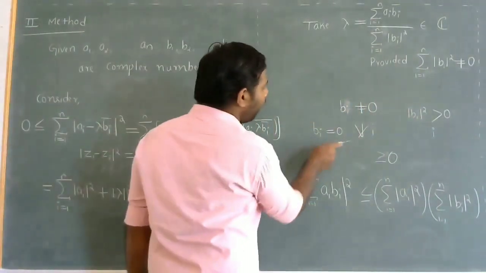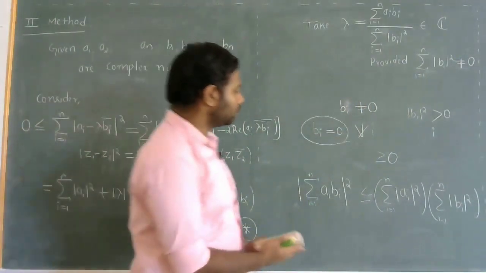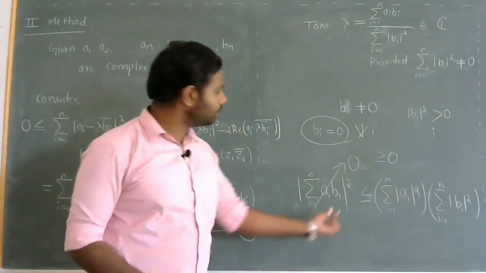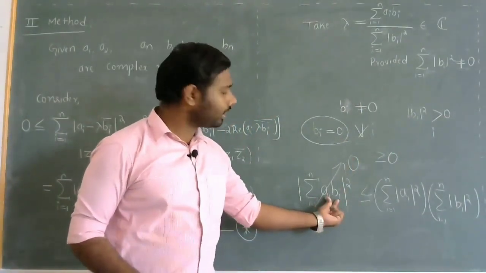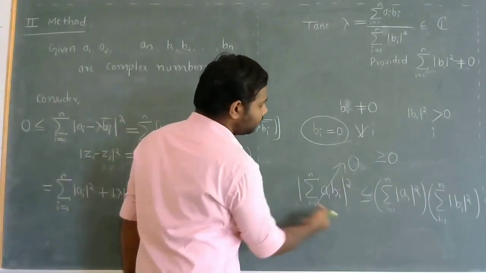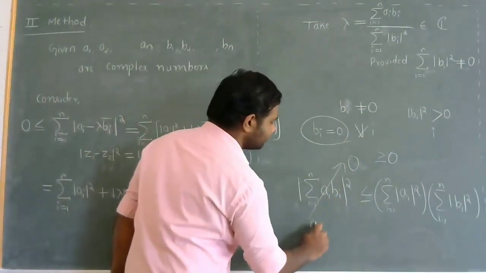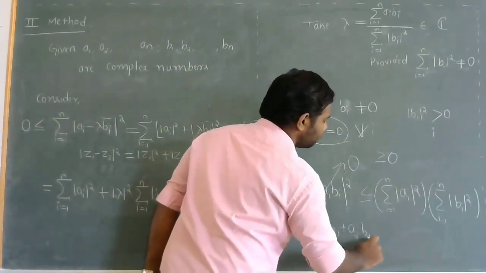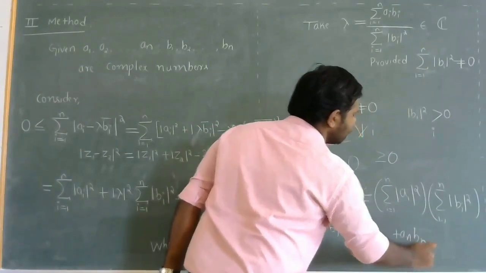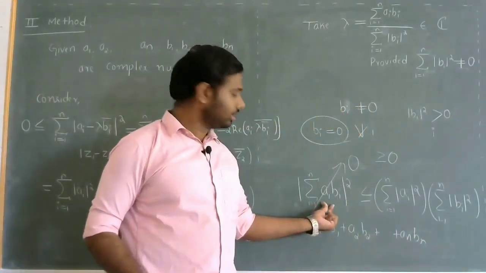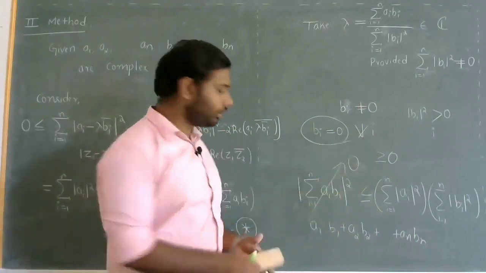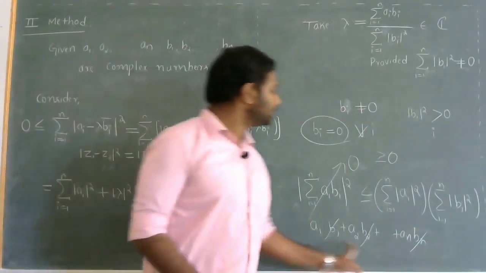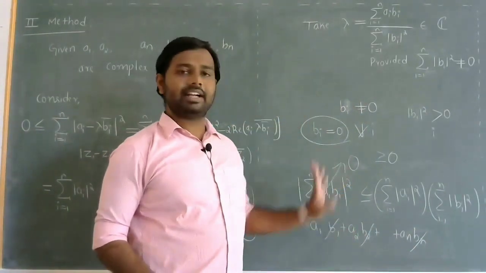Now, if at all bi's are equal to 0, if I substitute that, the left hand side will be 0 because 0 into anything is 0. So what are the terms here? It is modulus of summation ai bi. So the terms are a1 b1 plus a2 b2 plus so on an bn. If I assume all bi's are 0, b1 will be 0, b2 will be 0, bn will be 0. So 0 into anything is 0, sum of zeros is 0, so the left hand side will be 0.